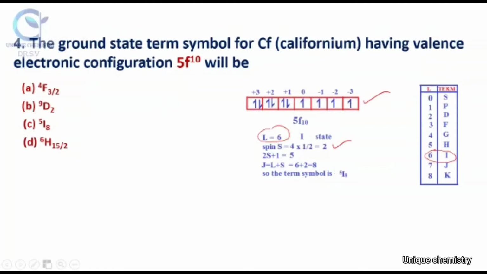And J: it is more than half filled, so J is equal to L plus S. So L 6 plus 2, that is equal to 8. So the term symbol will be quintet I8. The option C is correct. So now option C is the correct option.